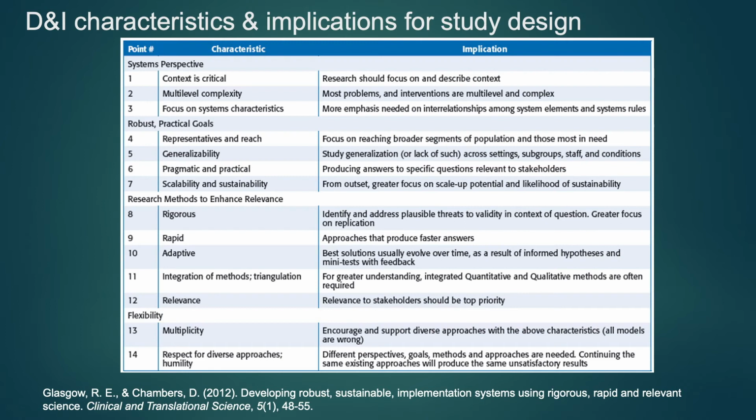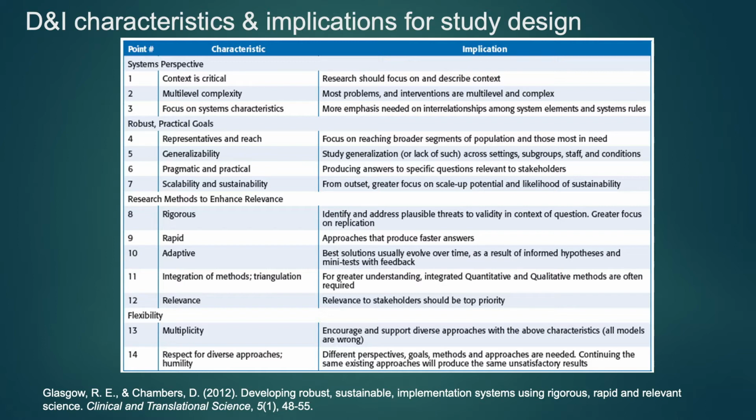The first thing I want to mention is this work by Russ Glasgow and David Chambers in really trying to identify dissemination and implementation science characteristics and what that means for study designs. In contrast to studying an intervention, an efficacy or effectiveness trial, we really have a broader purview of things to think about. You can see in this table that it's often a systems perspective, that the context in which we're implementing is critical. This is often multi-level and complex.